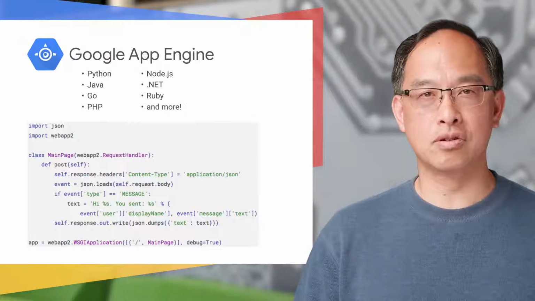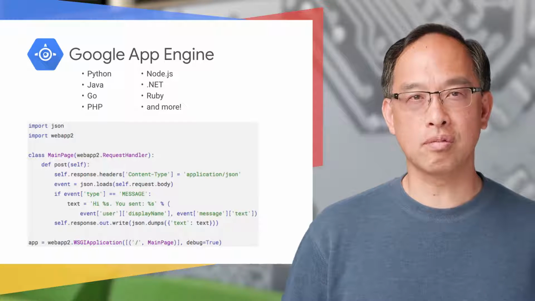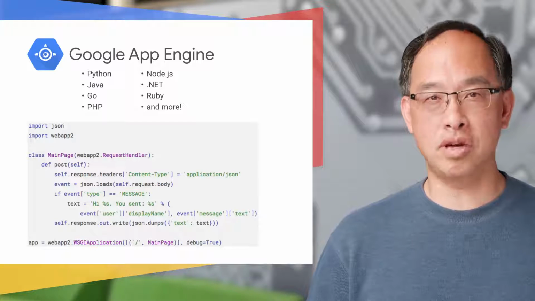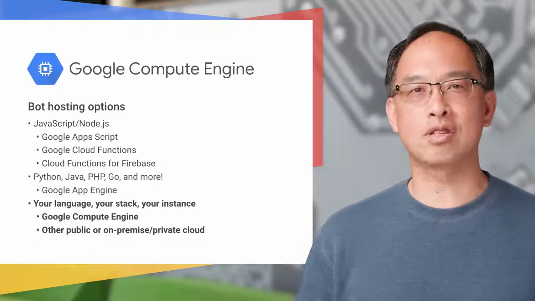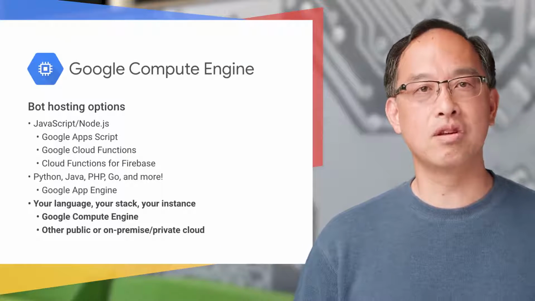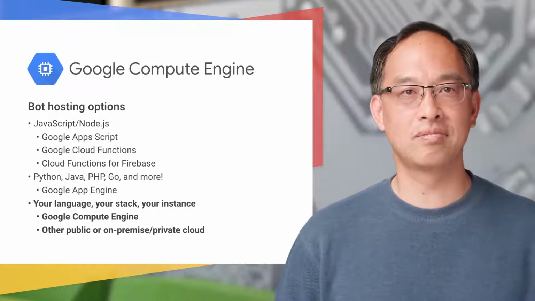Still want to live in the land of serverless but want more choices and languages? Then consider Google App Engine, platform as a service, or app hosting in the cloud. We showed you Python earlier, but App Engine also supports Java, PHP, Go, and more. Need more control? Well, then you're going to have to spin up a VM to host your bot. You can use Google Compute Engine or any public or private cloud provider.